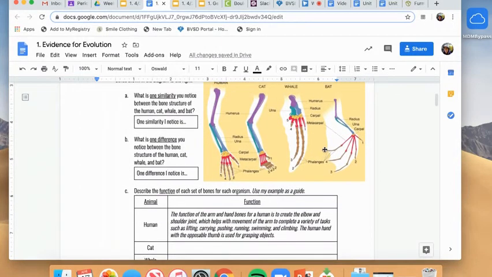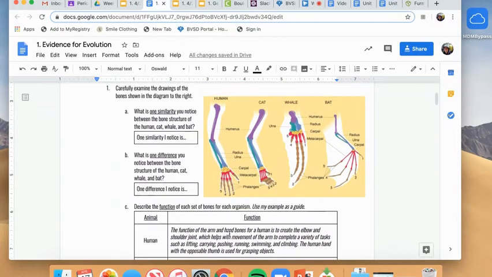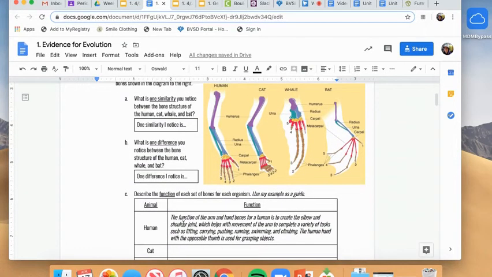For C, your job is to describe the function of each set of bones for each organism. And I provide you an example for the human. For the human, I said the function of the arm and hand bones is to create the elbow and shoulder joint, which helps with movement of the arm to complete a variety of tasks such as lifting, carrying, pushing, running, swimming, and climbing. The human hand with the opposable thumb is used for grasping objects. So you're just giving a quick description of what you think the function is.